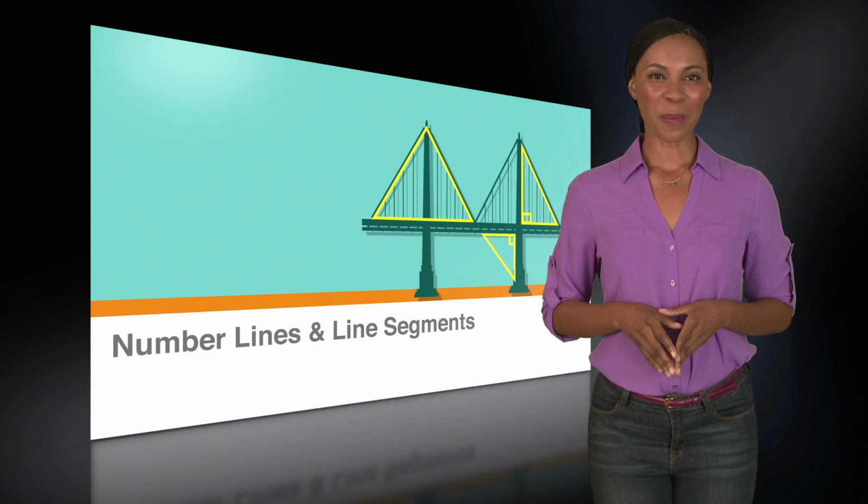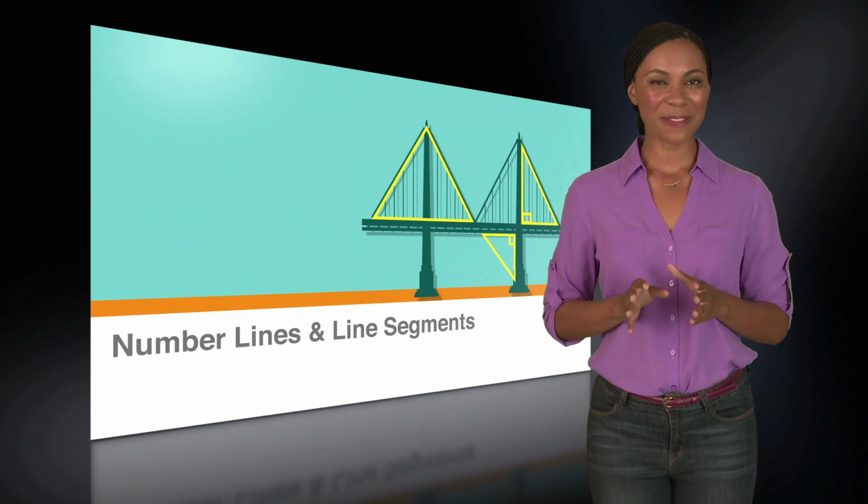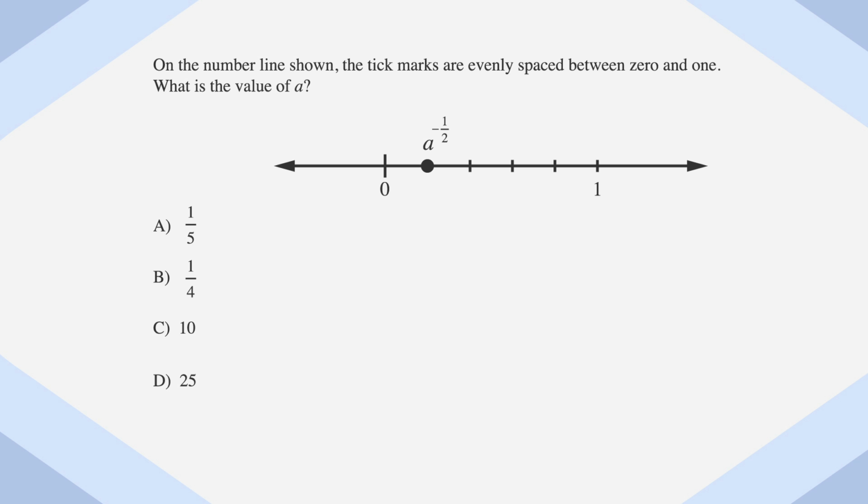Let's apply this information to a problem you can expect to find on the SAT. On the number line shown, the tick marks are evenly spaced between 0 and 1. What is the value of A? Our answer choices are A, 1/5, B, 1/4, C, 10, and D, 25.